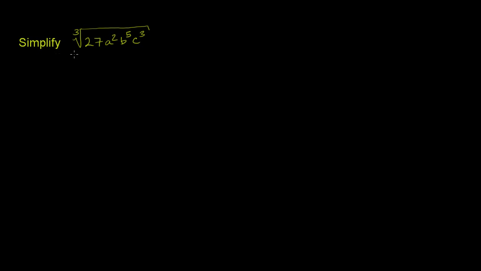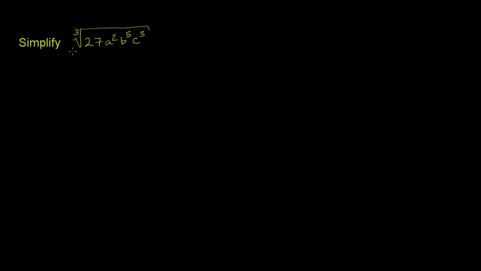We're asked to simplify the cube root of 27a squared times b to the fifth times c to the third power. And the goal whenever you try to simplify a cube root like this is we want to look at the parts of this expression that are perfect cubes, that are something raised to the third power, that we can take just the cube root of, essentially taking them out of the radical sign, and then leaving everything else that is not a perfect cube inside of it. So let's see what we can do.